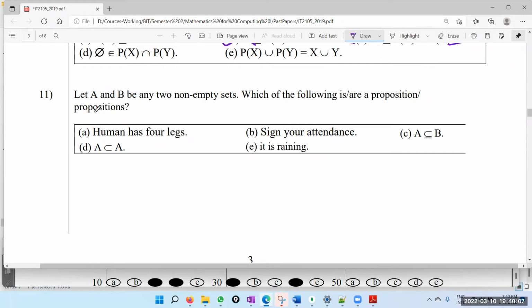Right. Let A and B be any two non-empty sets. Right? Any two non-empty sets. Which of the following is a proposition or propositions? Proposition means something which is definitely true or something which is definitely false. We can specifically say that it's true or it is false. If you can't say exactly, or it can be true or false for different possibilities, then it is not a proposition. Okay, right? Human has 4 legs.